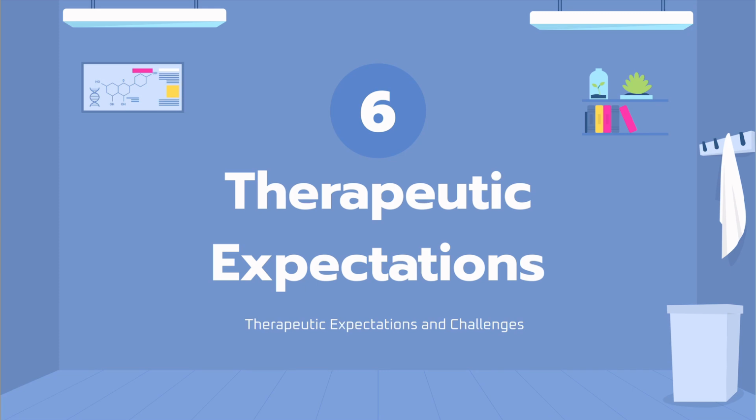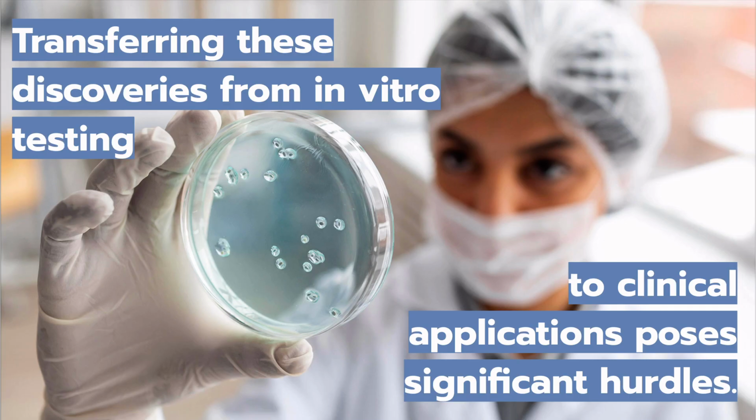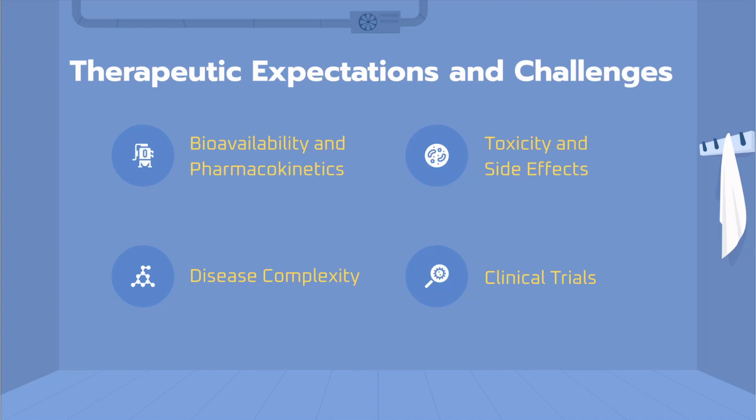Inhibiting A-beta aggregation has promise as a treatment for Alzheimer's disease. Effective inhibitors could potentially delay or stop disease development, resulting in significant therapeutic benefits. However, transferring these discoveries from in vitro testing to clinical applications poses significant hurdles. First, bioavailability and pharmacokinetics. Many promising inhibitors are poorly bioavailable and stable in vivo. Effective delivery techniques must be devised to ensure that these substances reach the brain in enough concentrations.